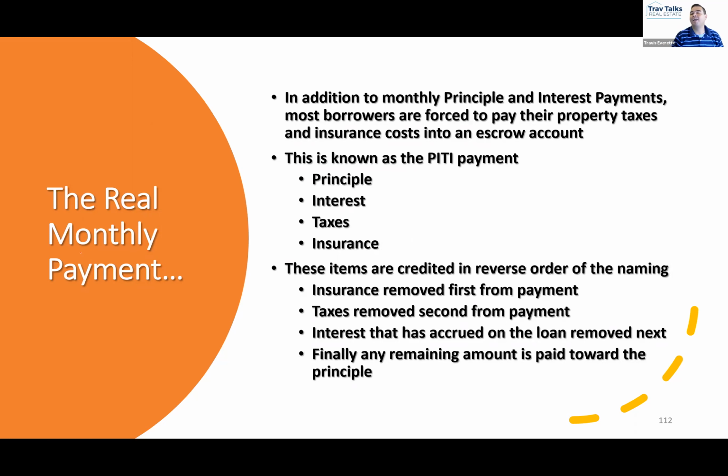If you're making a PITI payment monthly to your lender, who's actually going to pay the tax bill to the county? Your lender. Who's actually going to pay the insurance bill to your insurance company? The lender. They're taking your annual insurance bill and your annual tax bill and breaking it down into a monthly payment, and they're simply adding it on to your regular loan payment. Does that make sense for everybody?